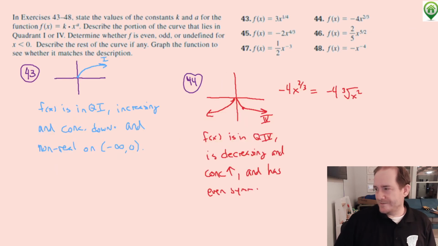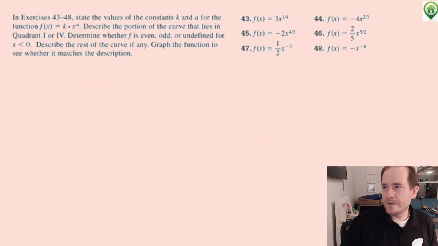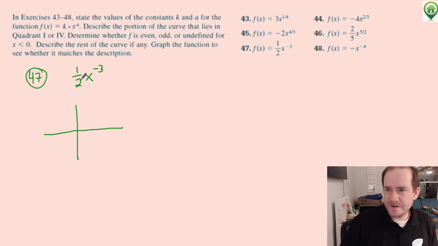And then for 47, I see that negative power, so I know that we're going to be hyperbolic. So the positive leading coefficient means I'm going to be in quadrant 1, but the negative power means I'm going to be a hyperbola. And then ignoring the negative, a power of 3 is odd, so we're going to exhibit odd symmetry.